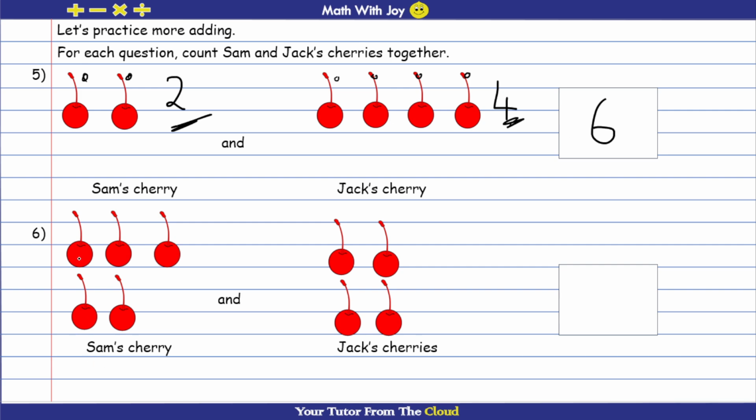Let's learn here. Sam has 1, 2, 3, 4, 5. So he has 5 cherries, while Jack has 1, 2, 3, 4. Has 4 cherries. When you take a 4 and a 5 and you add them together, it will give you 1, 2, 3, 4, 5, 6, 7, 8, 9. It will give you a 9. So we come here and we put down a 9.